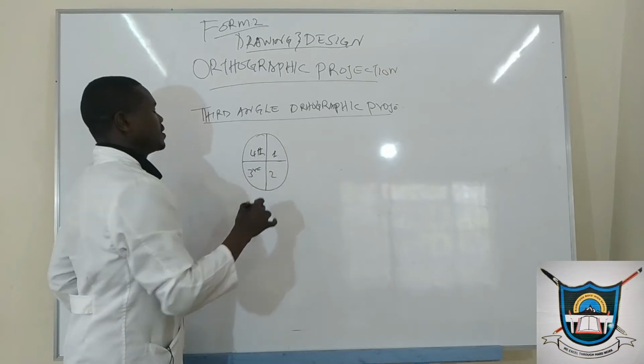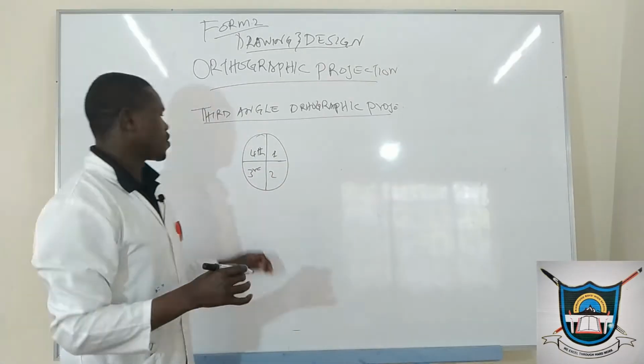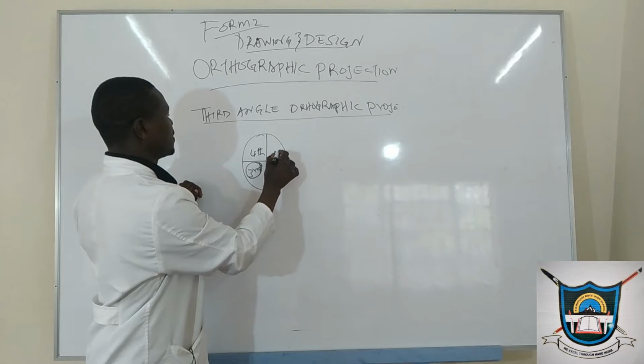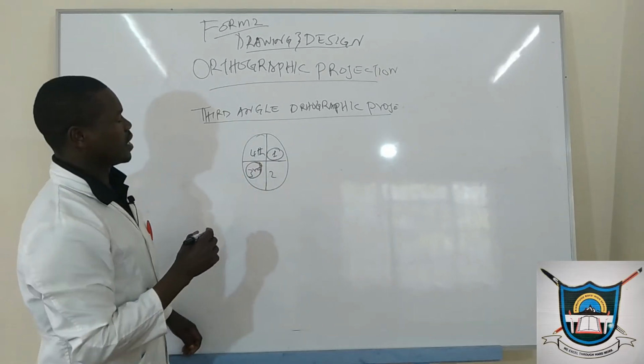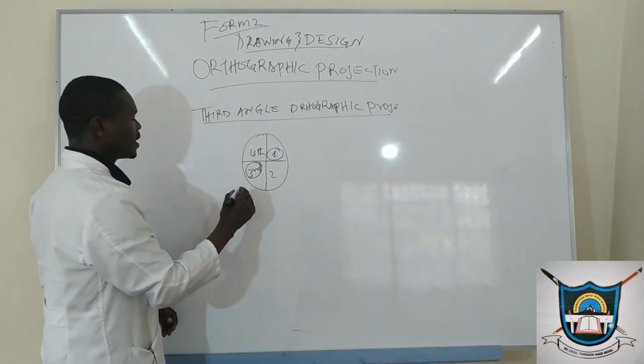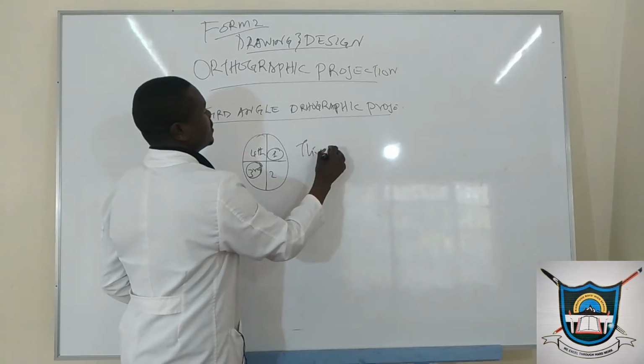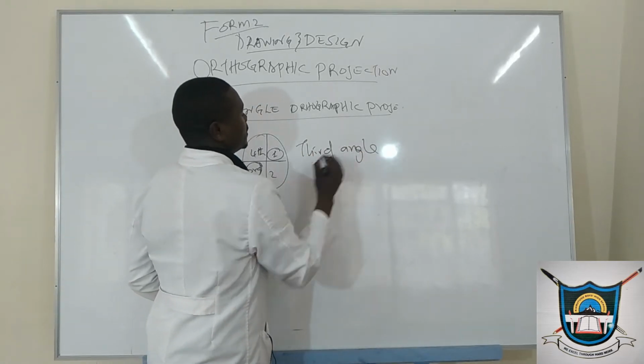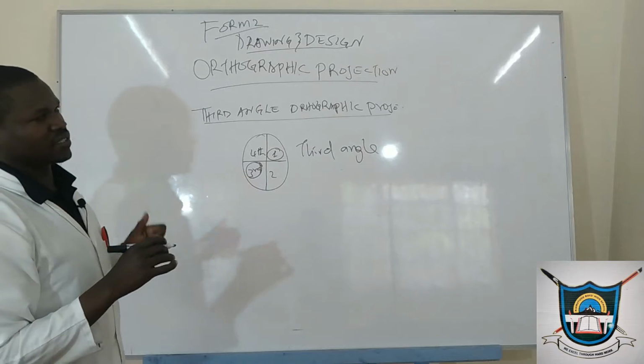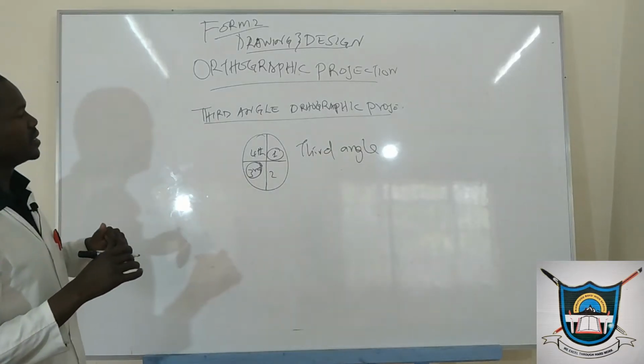So in technical drawing, we were only allowed to use the third and the first angle. Now, third angle projection is very different from the first angle. The only thing that remains the same is the views.